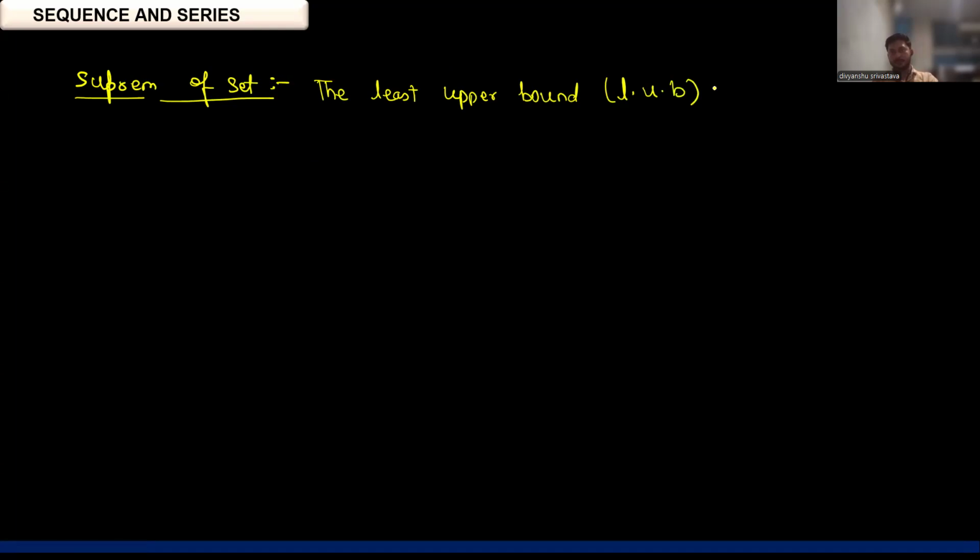Yeah, here I am writing the supremum of a set. So what is the supremum of a set? The supremum of a set may be called the least upper bound, LUB, of a set S. If it exists, it is called the supremum of that set.